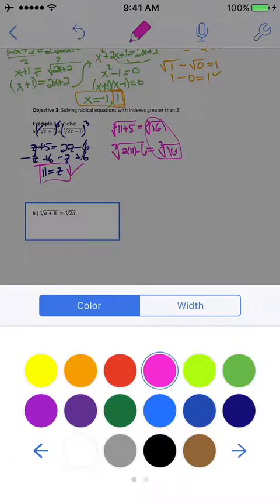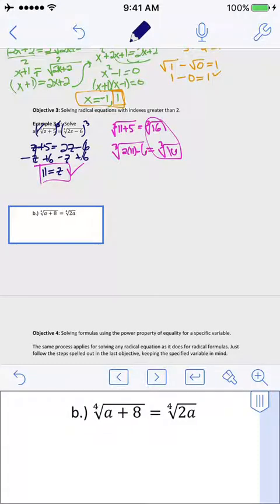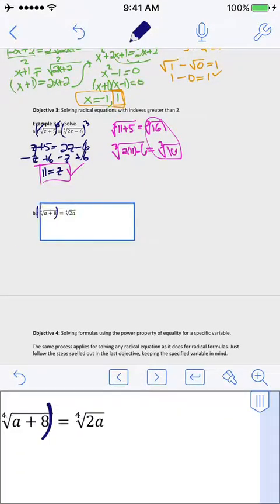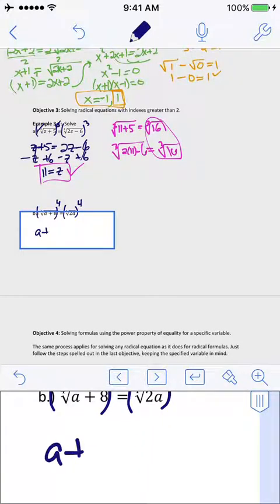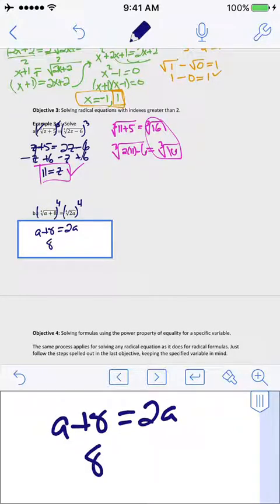Once again, I have a 4th degree equation, and I don't have to worry about those additional steps because everything's being taken to the 4th root. So I can take everything to the 4th power, and everything to the 4th power. And getting a plus 8 is equal to 2a. Subtract, I get a is equal to 8.